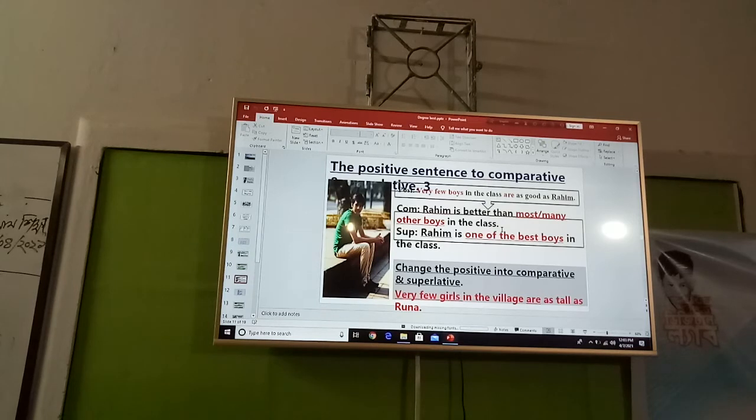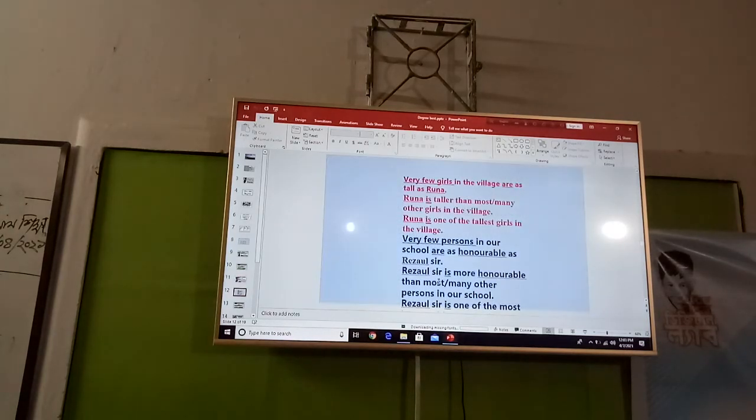Now, the other sentence: very few girls in the village are as tall as Runa. The comparative sentence: Runa is taller than most other or many other girls in the village. And the superlative form: Runa is one of the tallest girls in the village. Dear students, if you find Runa is one of the tallest girls in the village, this sentence is in the superlative form or superlative sentence.